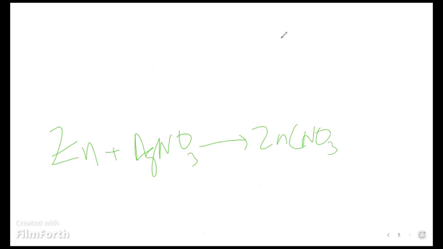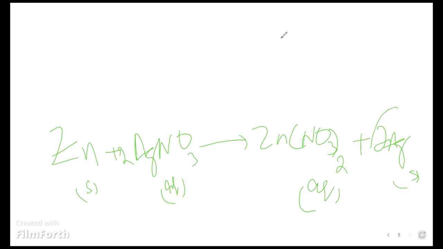Now, if you have Zn plus silver nitrate, zinc is more reactive than silver, so it will form zinc nitrate solution plus solid silver. So a silvery solid is deposited in the solution. Okay. Clear?